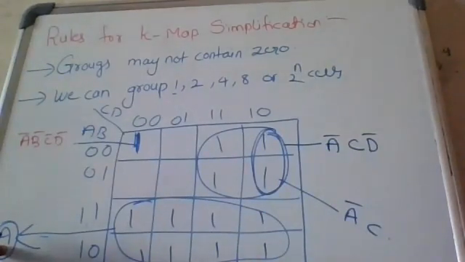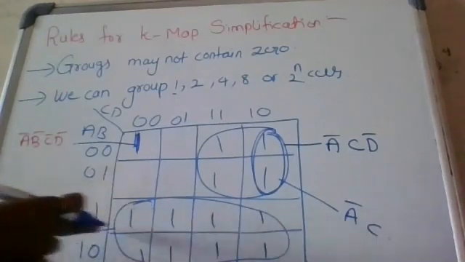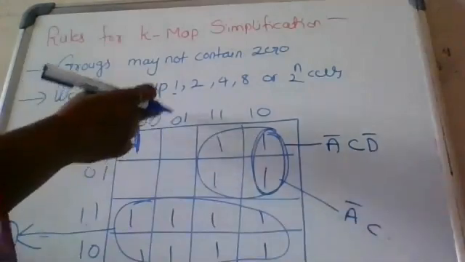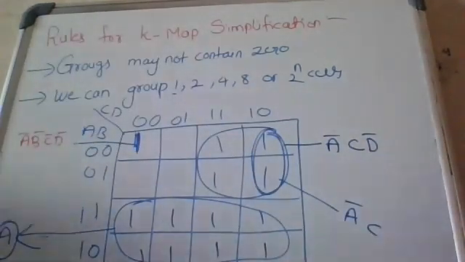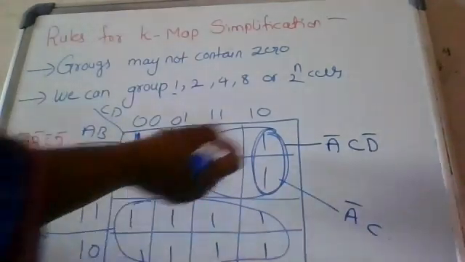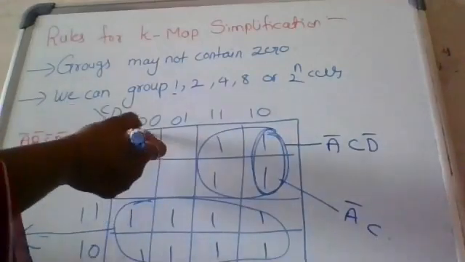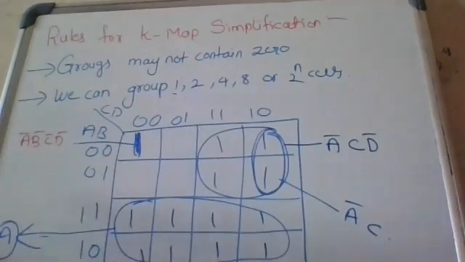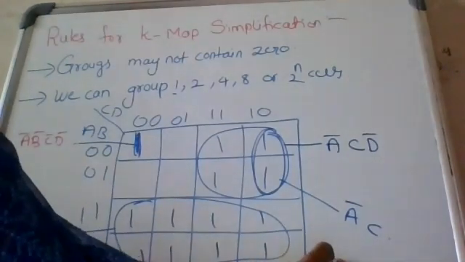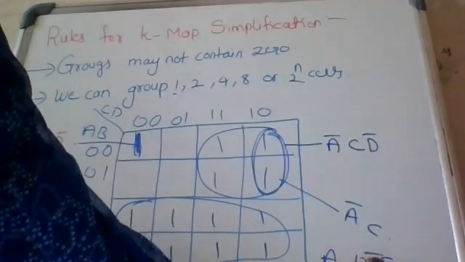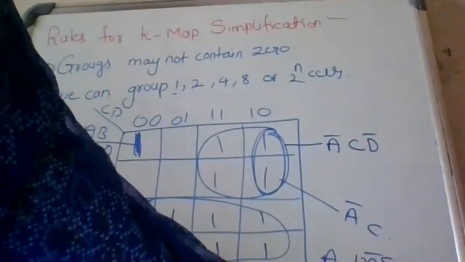Here only take A, because here we have two cells covering this side, 1 1 1 0. That means only A is common, A is 1, that's why you take A. So here 0 0 0 1 1 1 1 0. C, D values are changing, that's why you don't take C, D values. Here we have groupings: quarter and double, here a single number, here an octant grouping. So this expression we can write as A plus A bar C plus A bar B bar C bar D bar.